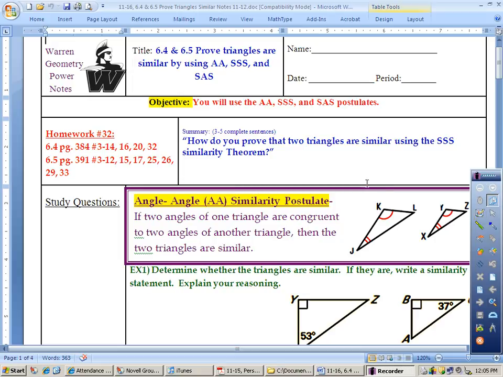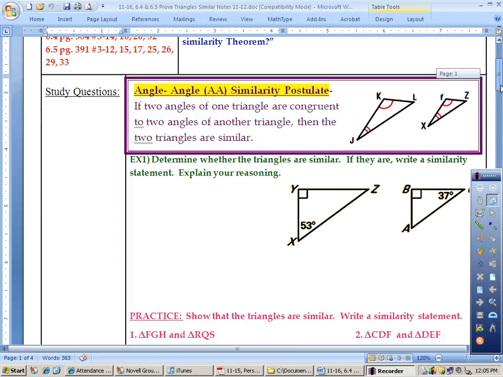to one another. Remember that similar figures, or to be similar, means that the corresponding sides are proportional and that the corresponding angles are congruent. So keep that in mind as we work through here.